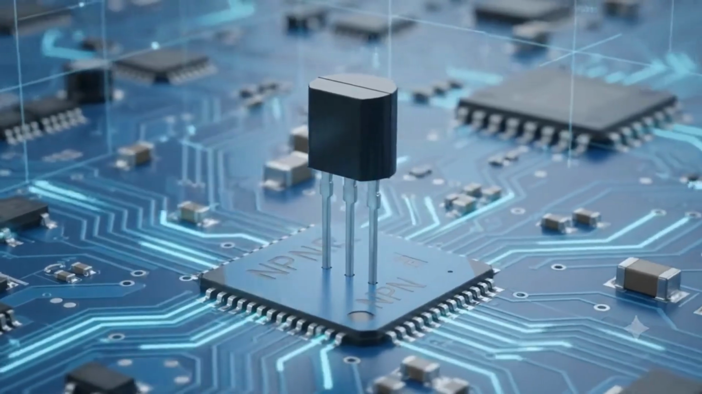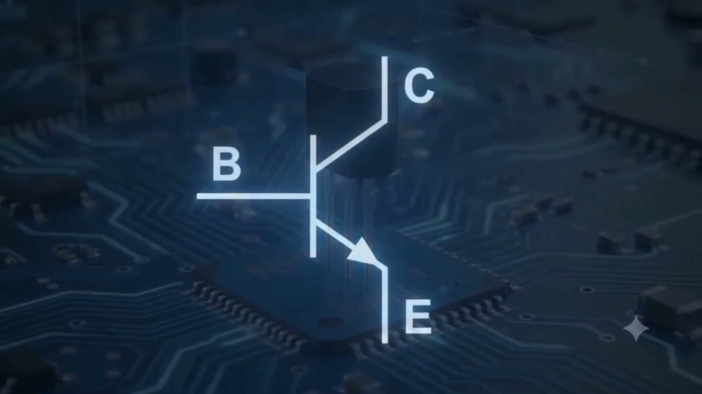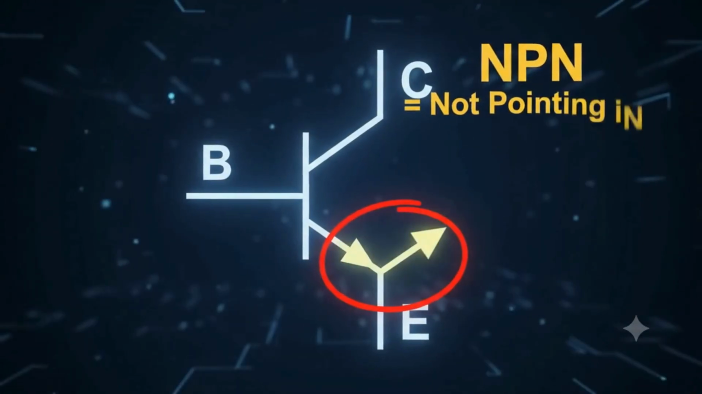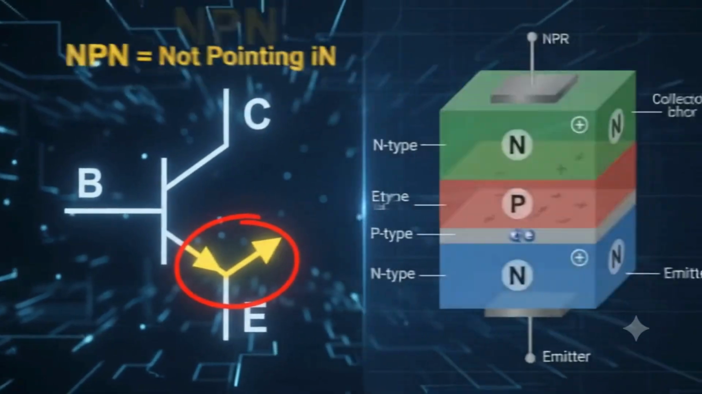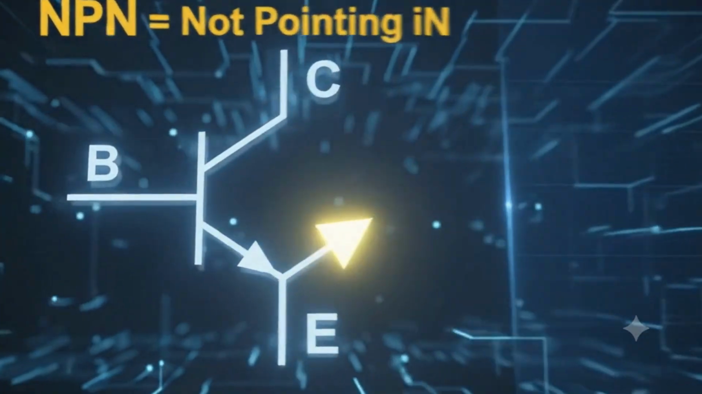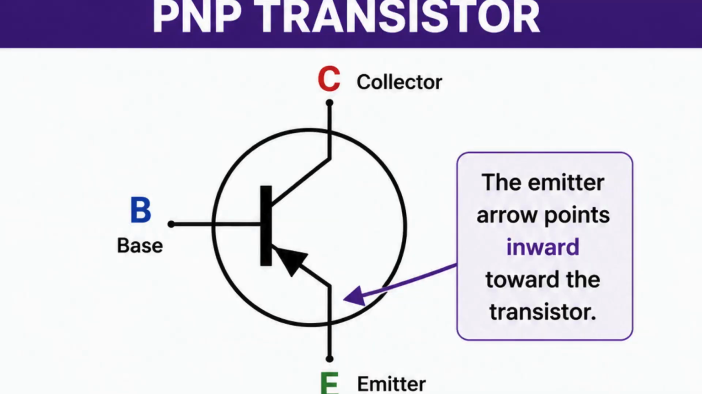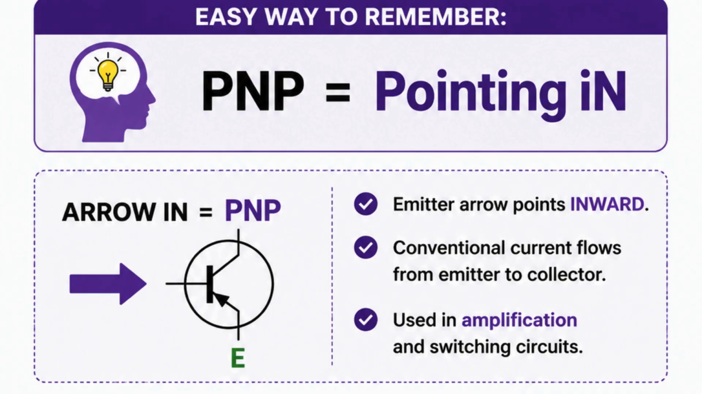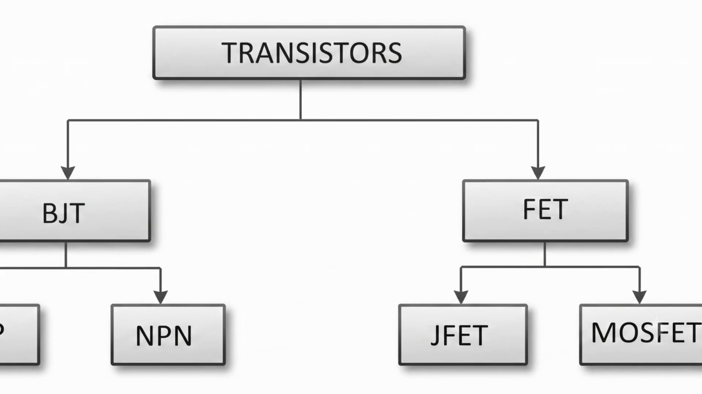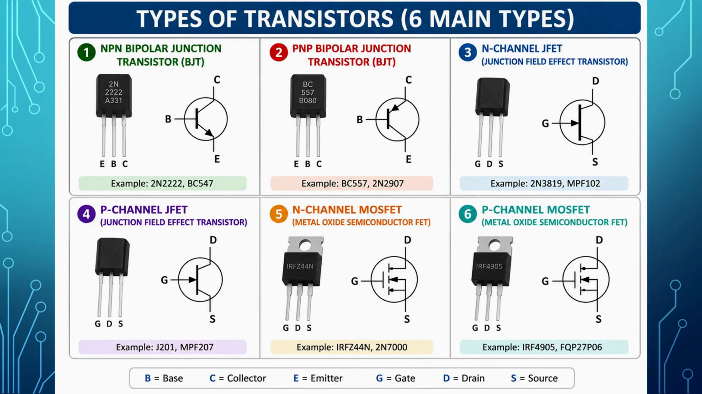In an NPN transistor, the emitter arrow points outward. Easy way to remember: NPN, not pointing in, the arrow points out. In a PNP transistor, the emitter arrow points inward toward the transistor. Easy way to remember: PNP, pointing in. Transistors are mainly of two types: the bipolar junction transistor, BJT, and the field effect transistor.